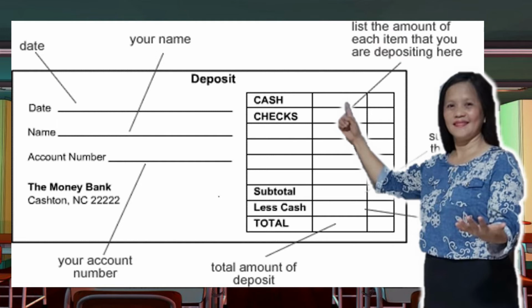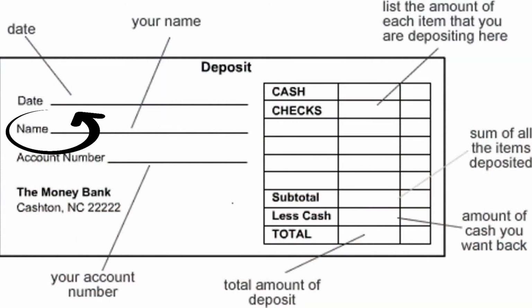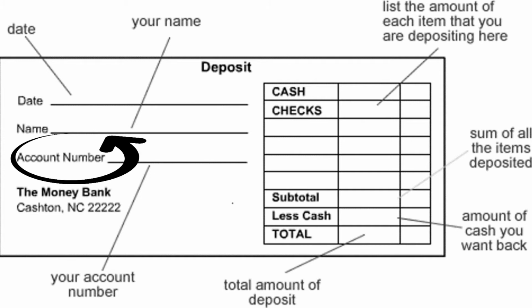What do you need to write first? Yes, you write your name first. And please be sure to write the name of the owner of the account that you want your money to be deposited. What is the next to fill out? Okay, the account number. The account number is a very important information. So you really need to know the exact account number for you to deposit money in that account.